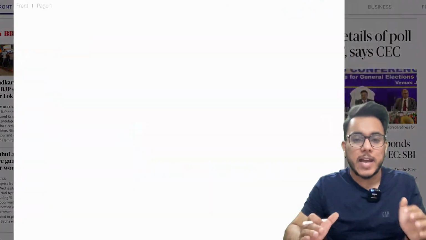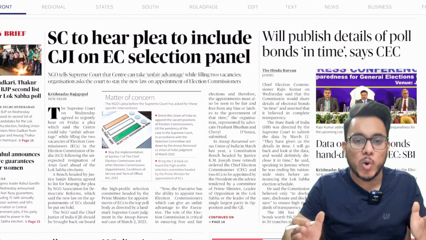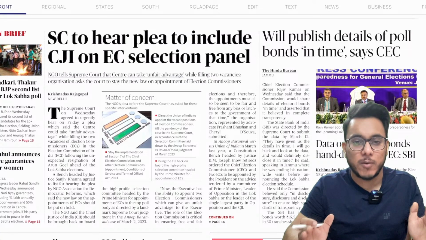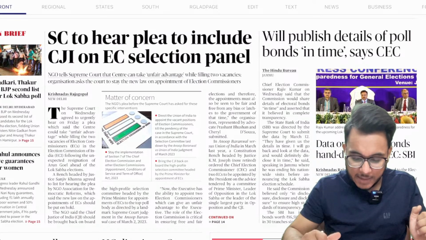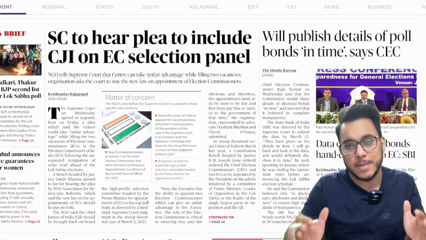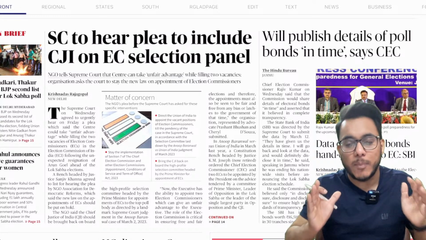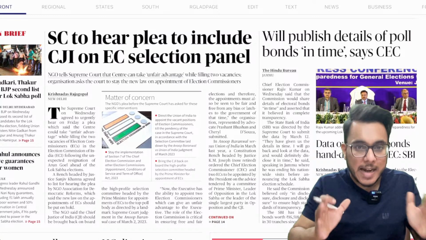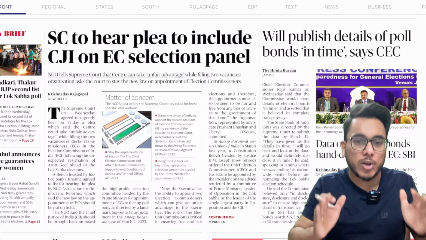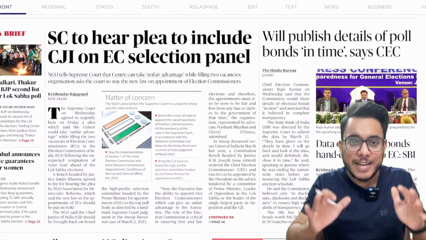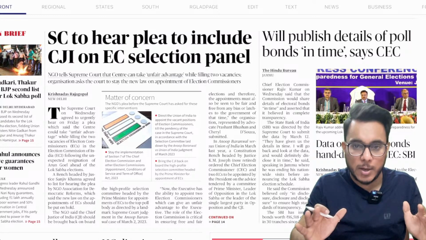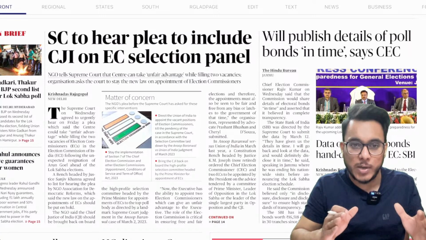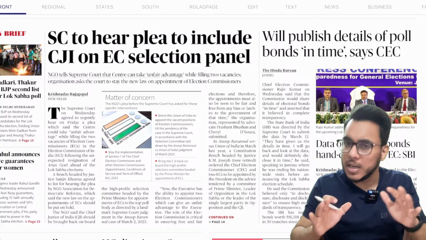Now, the first article that we have here is Supreme Court to hear plea to include CJI on Election Commission selection panel. We'll see this particular article for the examination, as to what it is containing. The next article that we have is 'Will publish details of poll bonds in time, says Chief Election Commissioner'. So the electoral bond scheme was recently held invalid by the Supreme Court, and the Supreme Court has asked the State Bank of India to give information on how much money was contributed through electoral bonds to the Election Commission, and the Election Commission should keep that information in the public domain. So the Chief Election Commissioner has told the Supreme Court that we will give this information as soon as possible. State Bank of India has shared the information with the Election Commission.